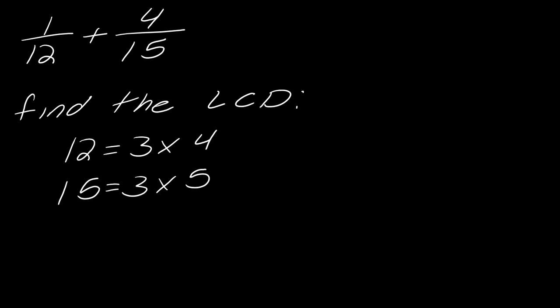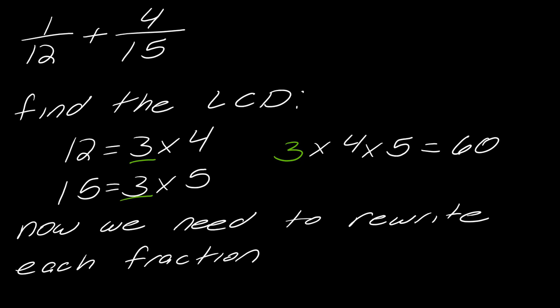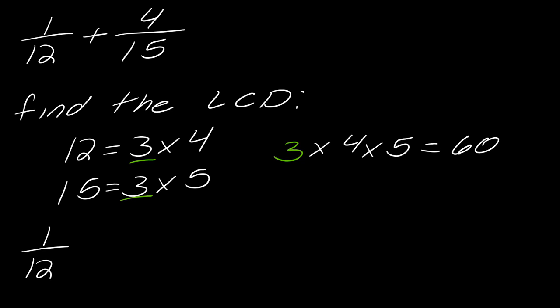So I notice here that the 3 is in common. So my LCD will be that 3, and then times the 4 and the 5. Okay, so there's my LCD, 3 times 4 times 5. And if I multiply all those together, I get that that's 60. Okay, so now we need to rewrite each fraction. I basically want this fraction and this fraction to have this denominator of 60. That is the goal.